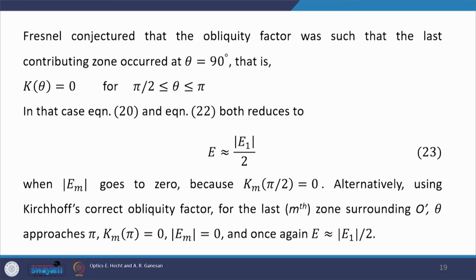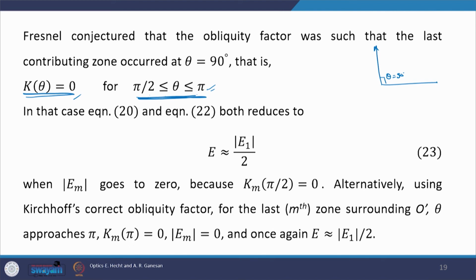Let us now talk about the obliquity factor and its role in deciding the final expression of the resultant field due to all the half period zones at point of observation P. Fresnel conjectured that the obliquity factor was such that the last contributing zone occurred at theta equal to 90 degrees. He started with theta 0 and assumed that when theta is equal to 90 degrees, the last zone appears, and therefore for theta 90 degrees, k becomes 0. For k to be 0, theta should be between pi by 2 and pi.